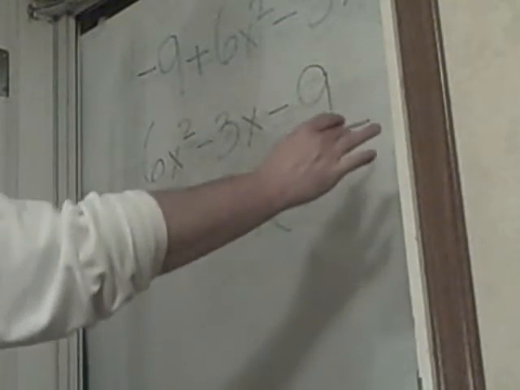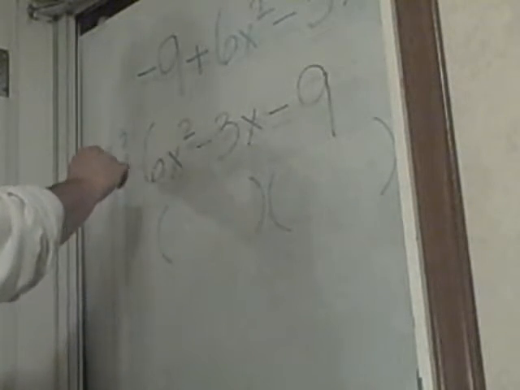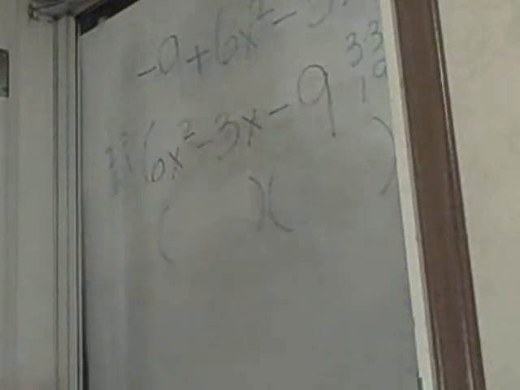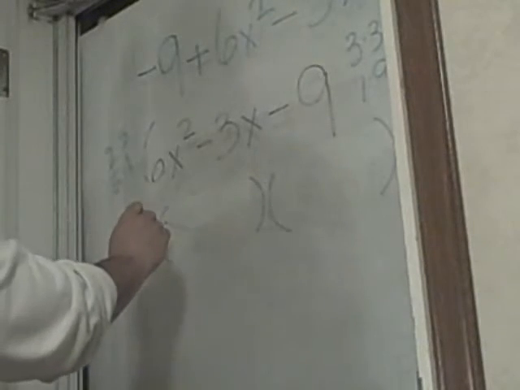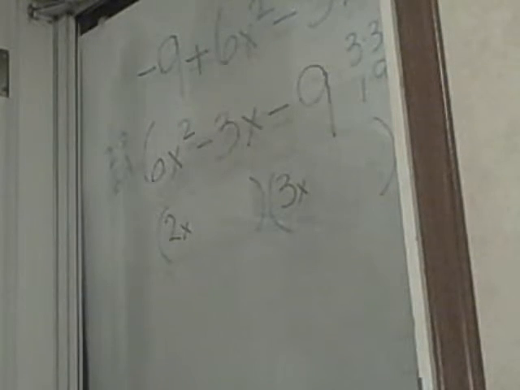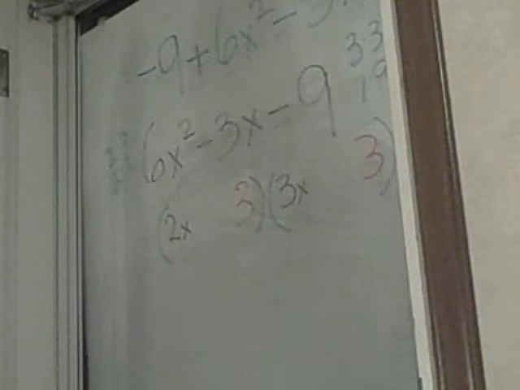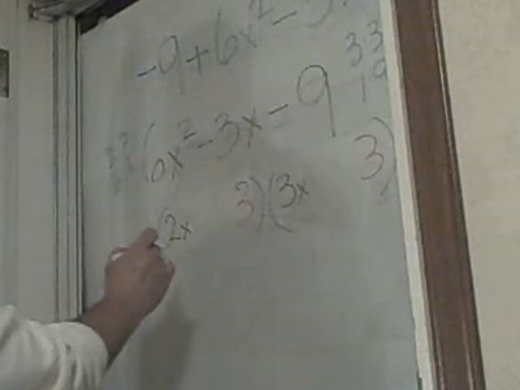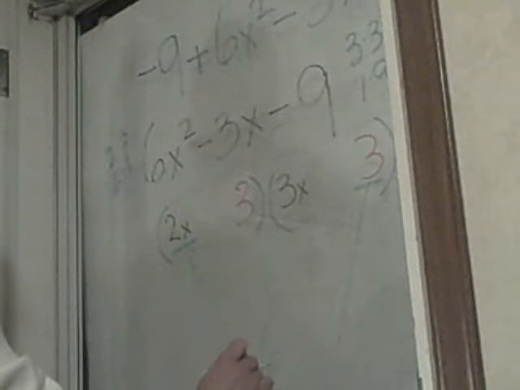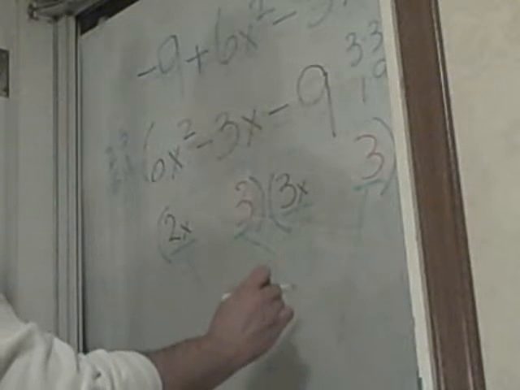Setting up my binomial, I think of the factors of 6, which are 2 times 3 and 6 times 1. The factors of 9 are 3 times 3 and 1 times 9. So let's start by trying 2x and 3x. And let's try to put 3 times 3 here. So we combine our outers, our 2x and our 3x. We multiply those to get 6x. And then we multiply our inner terms to get 9x.